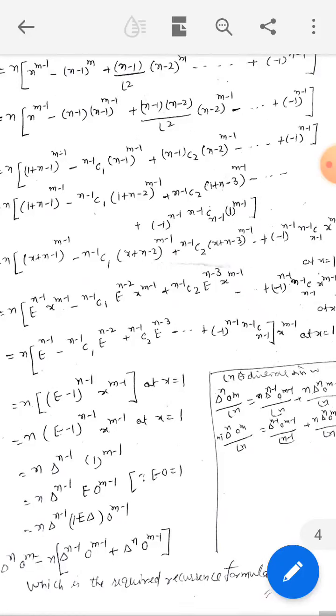This can be written as n into (E minus 1) to the power n minus 1 into x to the power m minus 1 at x equal to 1. This can be written as n into delta to the power n minus 1 of x to the power m minus 1 at x equal to 1, which is n into the (n minus 1)-time difference of 0 to the power m minus 1, because E is the displacement operator, the difference of 0 is equal to 1, and E is equal to 1 plus delta. And we get the required recurrence relation.